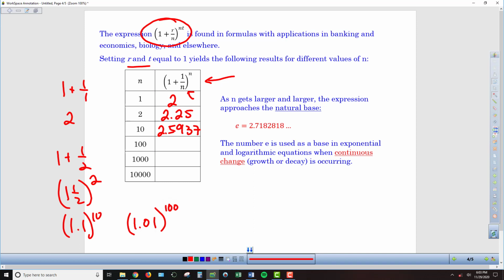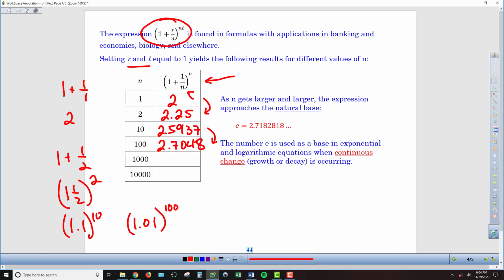Again, you can see this pattern: the base is getting smaller, but the exponent is getting larger. So our answer creeps up now to 2.7048. You can see that we're not growing very quickly. We jumped from 2 to 2.25 by going from 1 to 2, but from going from 10 to 100, our rate of growth has really slowed down.